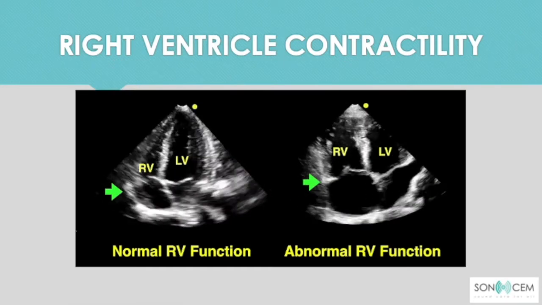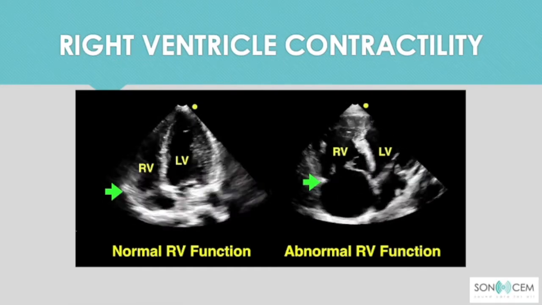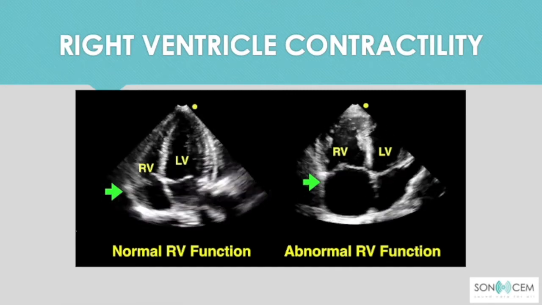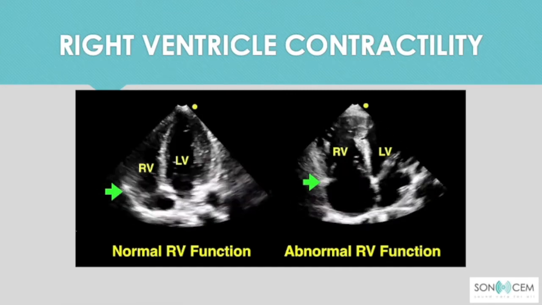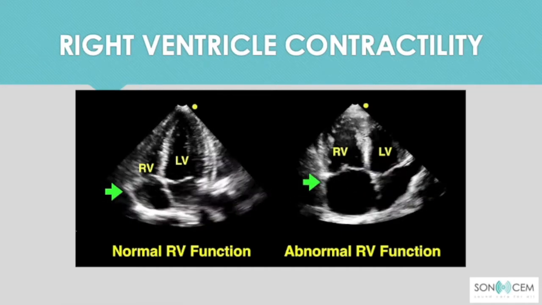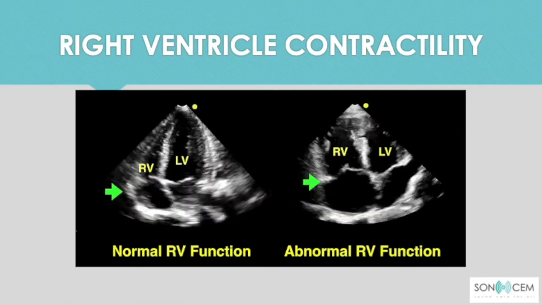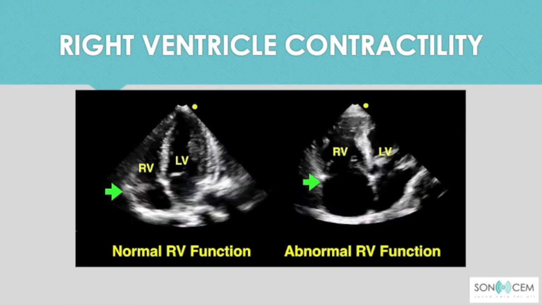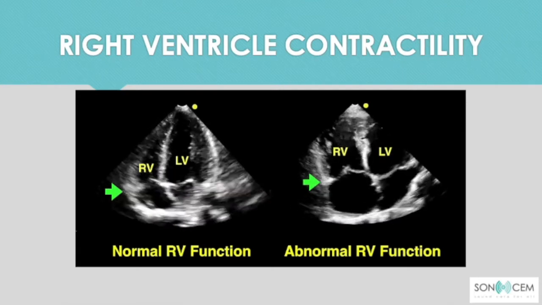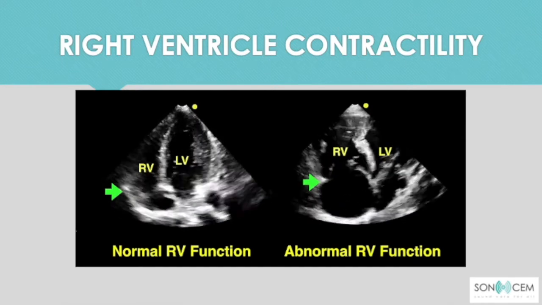This is the example of right ventricle contractility. We can practice our eyes to see the normal one first. Then we can know which one is the abnormal one. The left side is normal RV function and the right side is abnormal RV function. As I mentioned before, we can measure the RV contractility by using TAPSE.